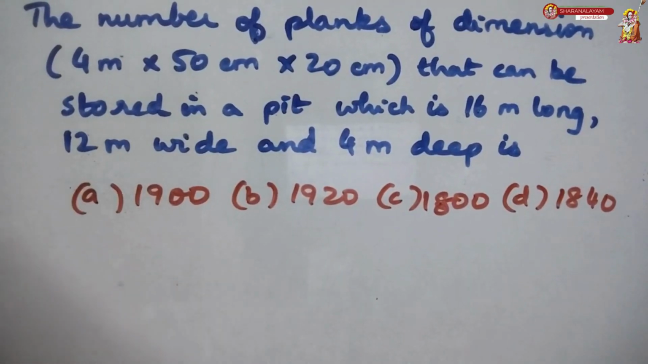Next question. The number of planks of dimension 4 meter into 50 centimeter into 20 centimeter that can be stored in a pit which is 16 meter long, 12 meter wide and 4 meters deep is, they have given 4 options, 1900 or 1920 or 1800 or 1840. So how will we do this? Now first we'll find out the volume of each plank and then find the volume of the pit so that we'll know how many planks can be stored in the pit. Okay.